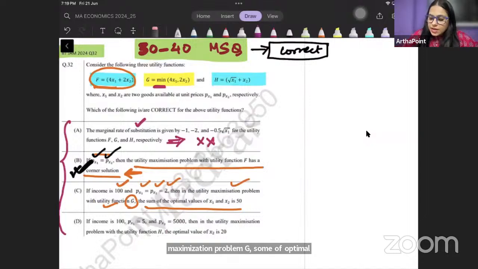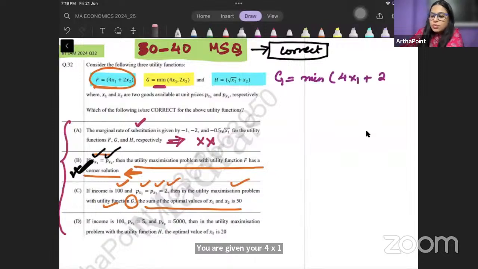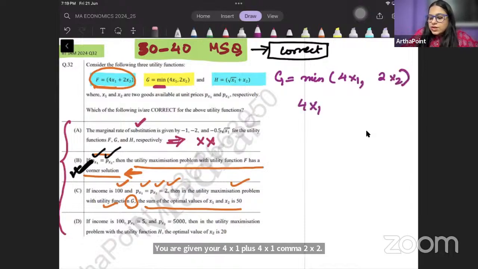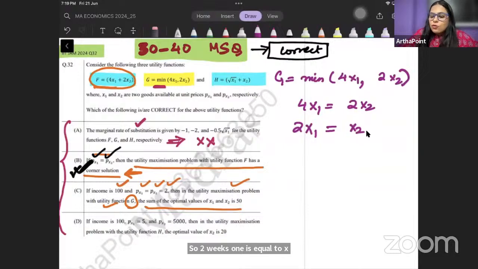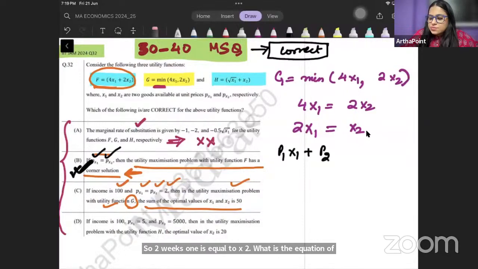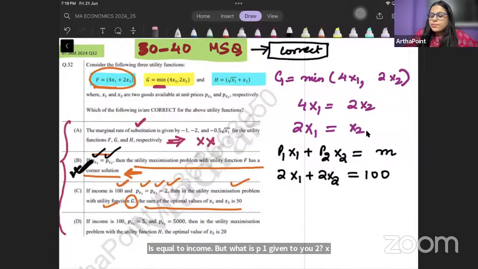Sum. Look carefully. You are given your utility function as min of 4x1, 2x2. So you will get 4x1 is equal to 2x2. You will always be at the kink. So 2x1 is equal to x2. What is the equation of your budget line? P1x1 plus P2x2 is equal to income. Beta, what is P1 given to you? 2 x1, P2 2 x2, income 100.